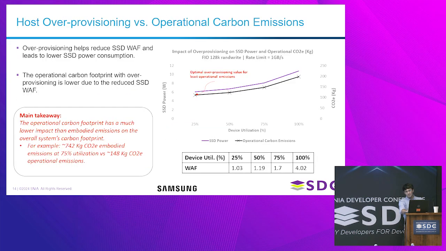But the main point here is that if you use over-provisioning to control your WAF, you're left with a question of optimizing either operational carbon emissions or embodied carbon emissions and not both, right? So that's a pretty bad method.